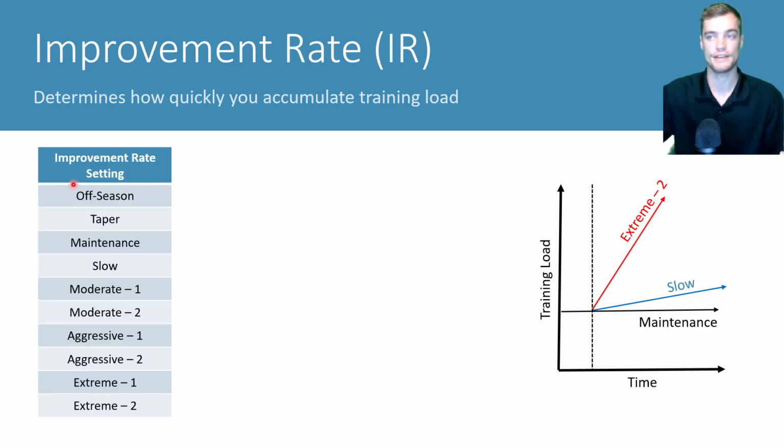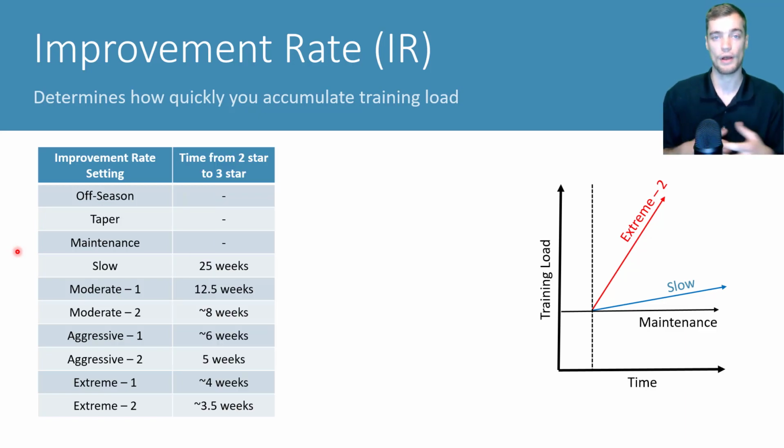I'll start by listing the various improvement rate settings available in the software. The names themselves aren't super helpful alone, so to help put them in context, I've created an example of the amount of time it would take an athlete to go from, say, a 2-star status to 3-star status. Starting with our maintenance athlete who rides their 5 hours per week, we would expect that they will never reach that 3rd training star. Why? Because they don't have a positive improvement rate. They're just maintaining their current level of fitness.